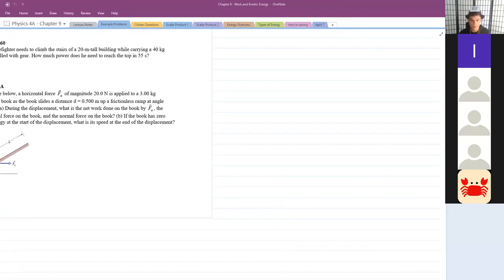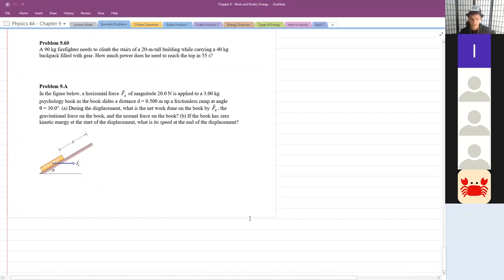Okay, so I have three different forces acting on this system. I'm just going to call my system here, let me write on this system, the psychology book. My external forces are the normal force, force FA, and gravity, mg. And what I want to know is what is the work done by each one of these forces.